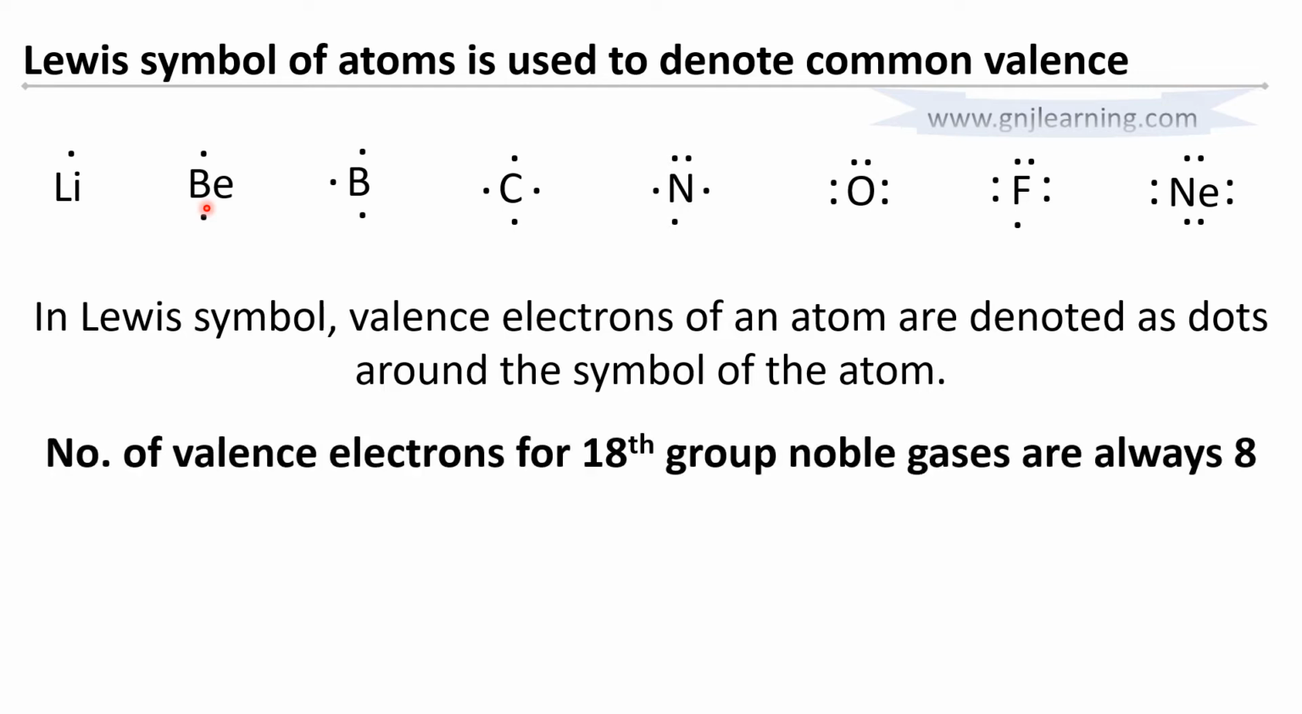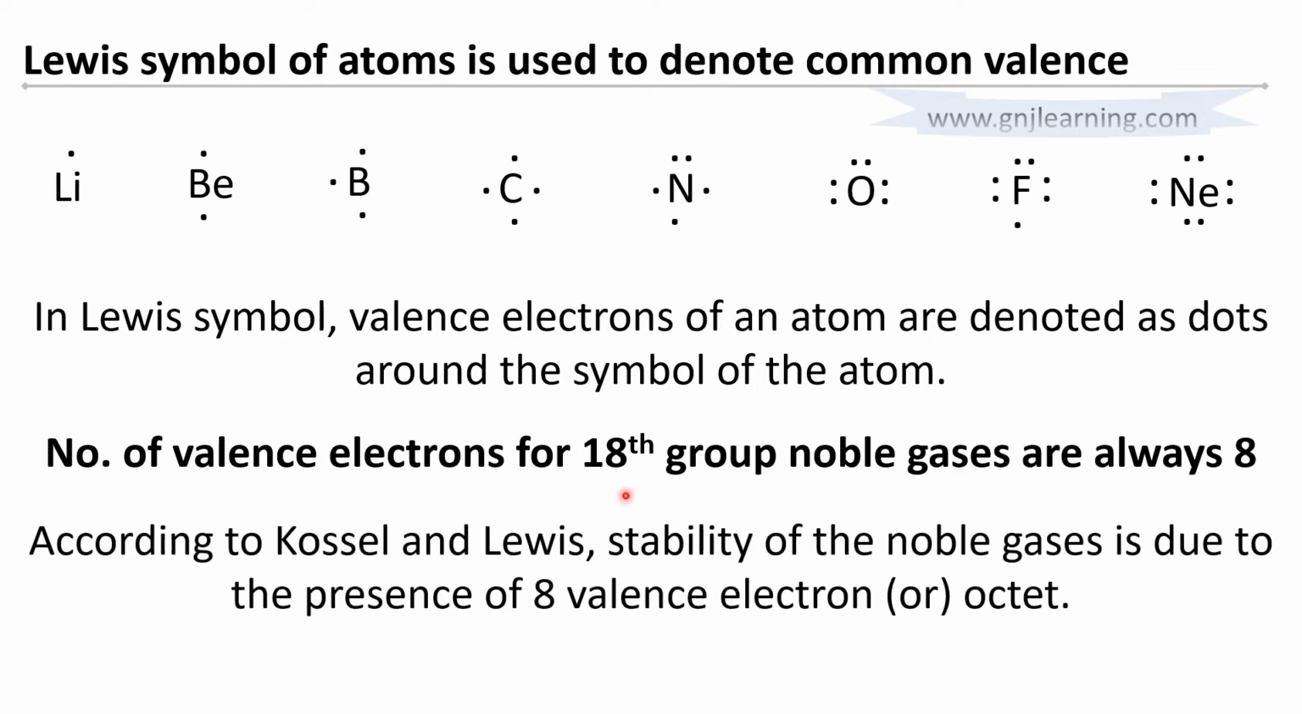Now the basis of the Kössel-Lewis approach, or what they have noted, is that noble gases have a common valence of 8. The number of valence electrons for 18th group noble gases is always 8. So according to Kössel-Lewis, they figured out and stated that the stability of noble gases is due to the presence of 8 valence electrons, which in other terms is called an octet. Octet represents 8. So the octet is the reason for the stability of noble gases. This is the basis of the Kössel-Lewis approach.